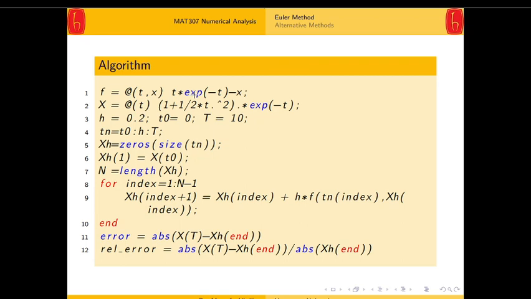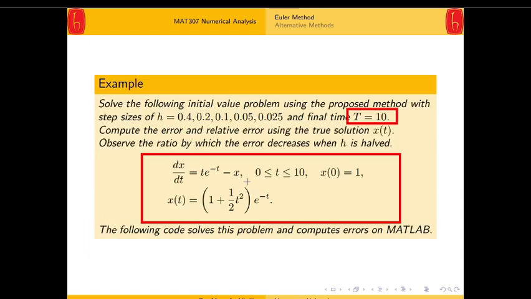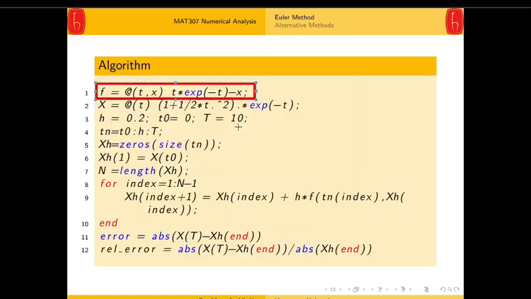which is t times exponential negative t minus x. So this is the forcing function, the right hand side function. And then the true solution is equal to 1 plus 1 half t squared e to the negative t. So this is the true solution. Okay, so the forcing function f, the right hand side function, and this is the true solution.